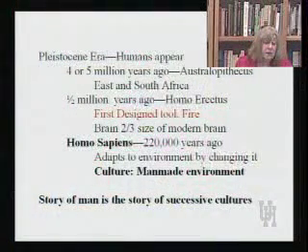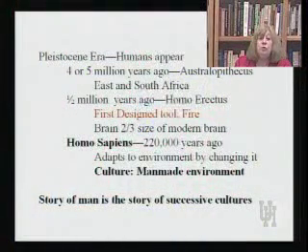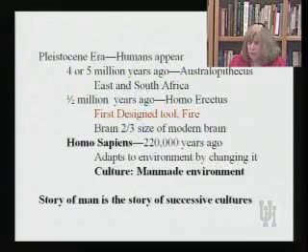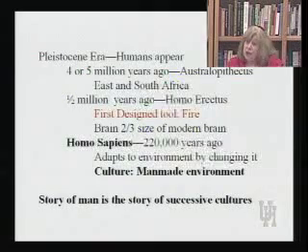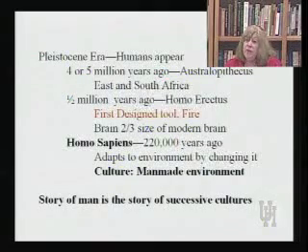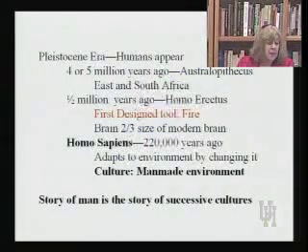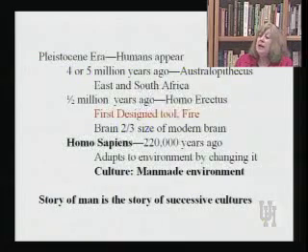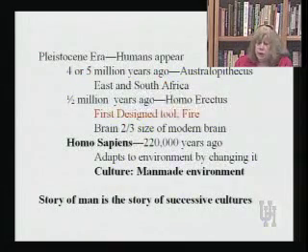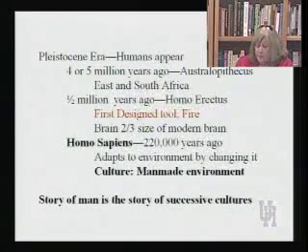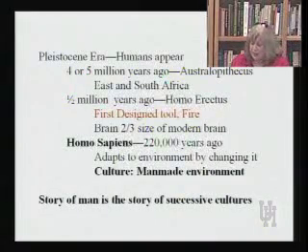Homo sapiens appeared 220,000 years ago, and here we have a huge turning point on earth, a huge breakthrough, because Homo sapiens adapts to his environment by changing it. Instead of being a child of nature and the victim of nature, Homo sapiens begins to control nature and control his own environment. And this is the beginning of what we call culture. Culture is a man-made environment, and the story of man is the story of successive cultures.